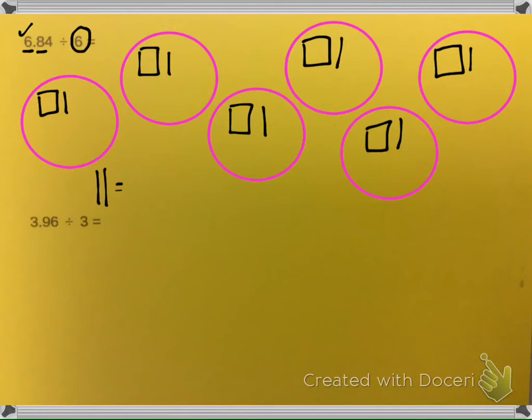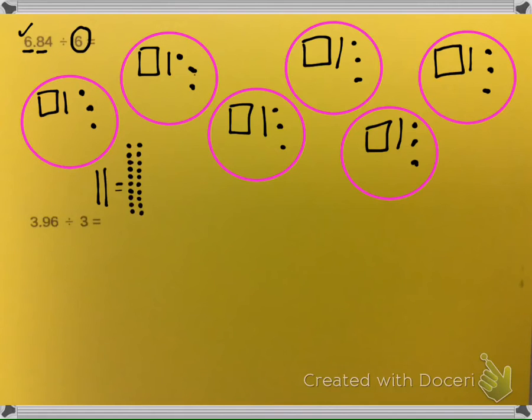So each one of those tenths will be regrouped into hundredths. So that means we have 20 hundredths, like that. So each one of those hundredths needs to be divided among those 6 equal groups. So we go 1, 2, 3, 4, 5, 6, 7, 8, 9, 10, 11, 12, 13, 14, 15, 16, 17, 18. And then we have 2 left over.